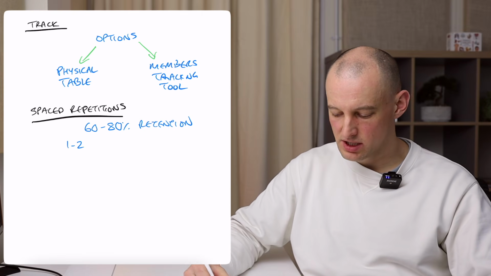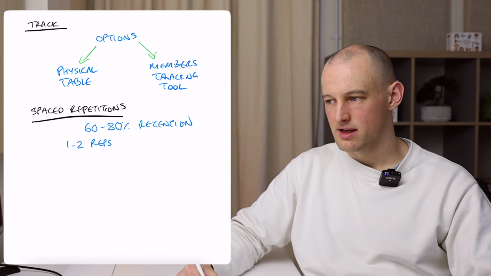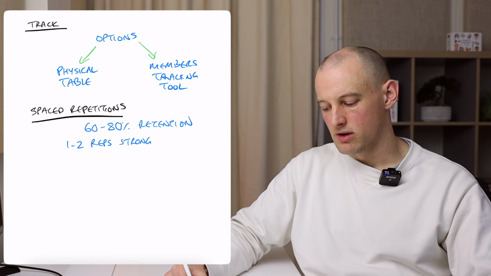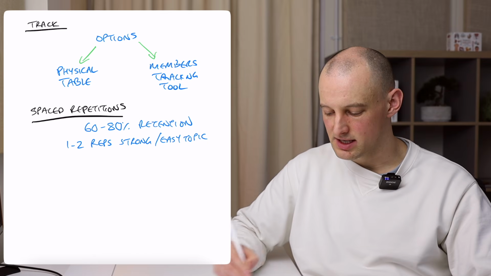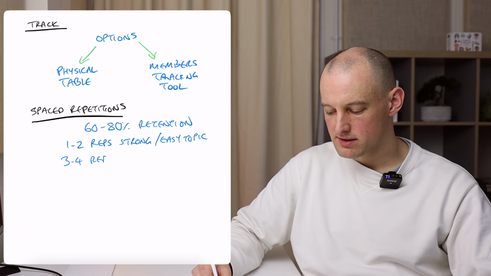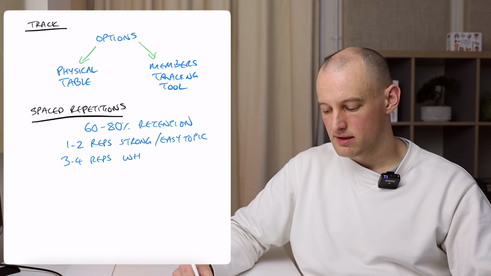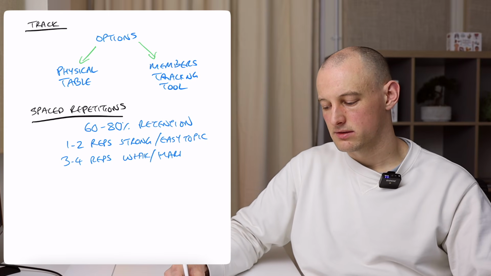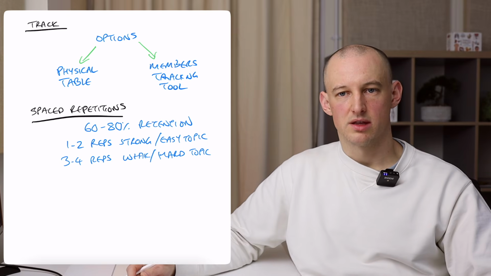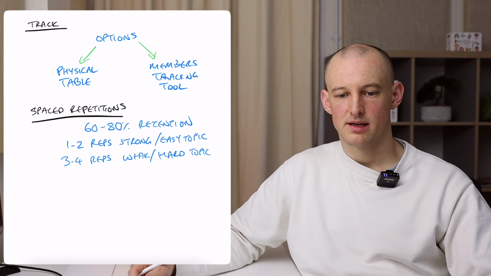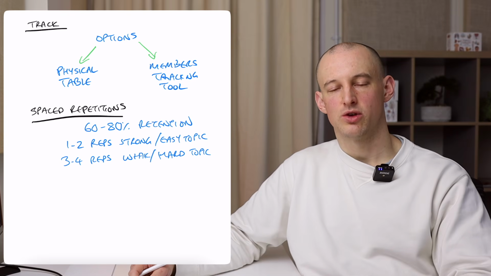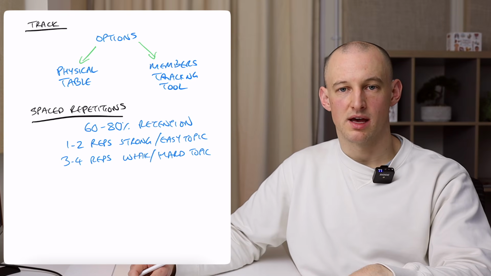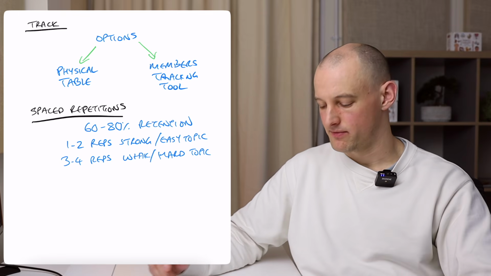So I would aim for 1 to 2 reps on a strong or easy topic, and there'll be some topics where it just comes very naturally to you. And then 3 to 4 reps on a weak or hard topic. This way you're focusing mostly on your weaknesses. If something's strong, you shouldn't spend too much time on it, because your weak areas are what is going to bring your exam score down.